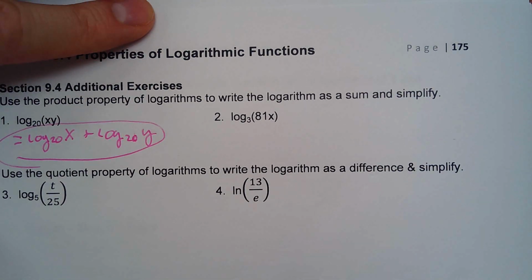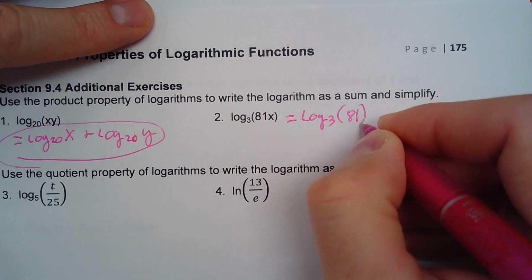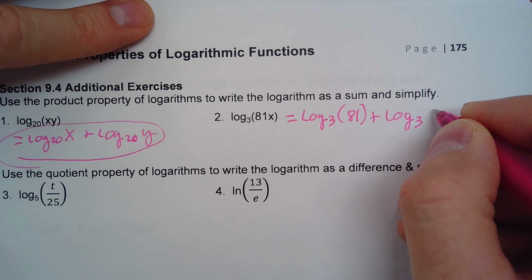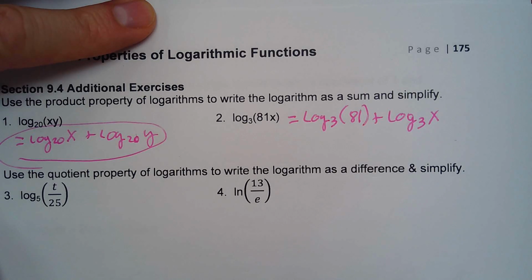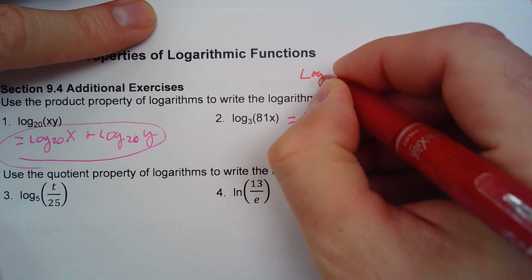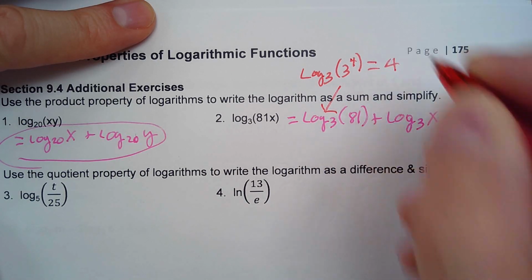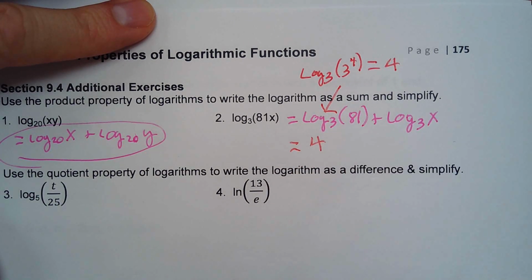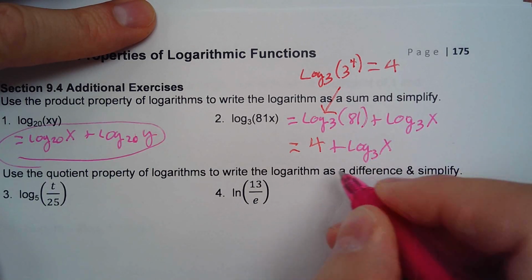Alright, let's try number 2. So we're going to rewrite that as log base 3 of 81 plus log base 3 of x. 81 though is 3 to the 4th power. So that's log base 3 of 3 to the 4th power, which is just going to simplify to 4. So we'll get 4 plus log base 3 of x.